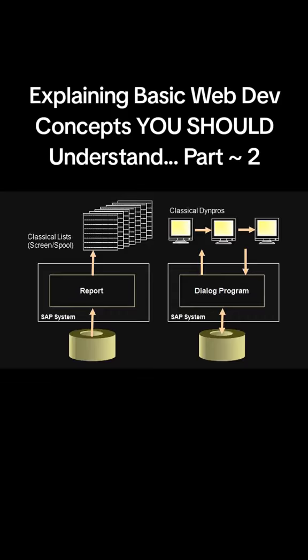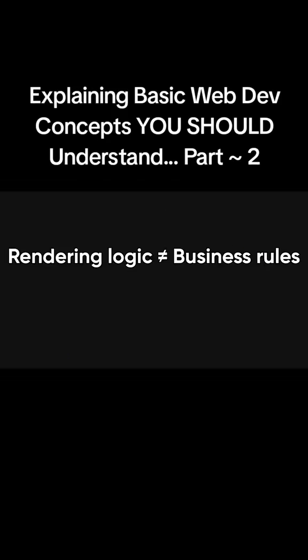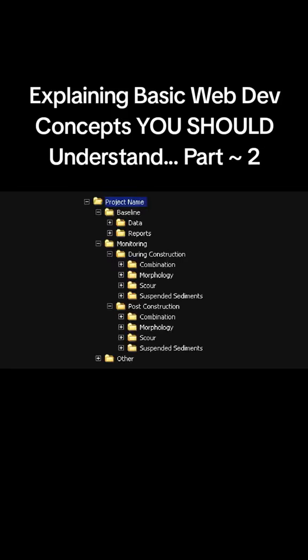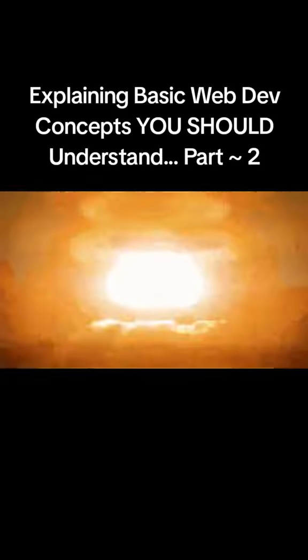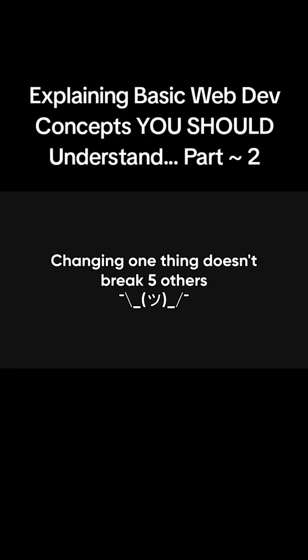This is the idea that different parts of your system should have clear responsibilities. Rendering logic should not be tangled with business rules. Data fetching should not be mixed with UI layout. This is not about folder structures or buzzwords, it's about reducing blast radius. When concerns are separated, changing one thing doesn't silently break 5 others.